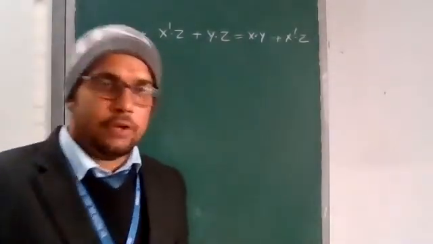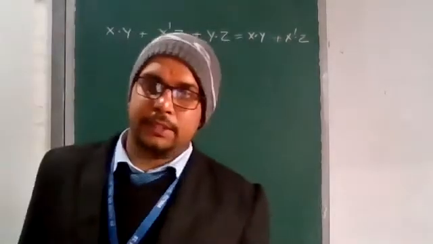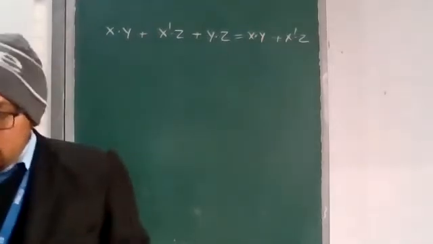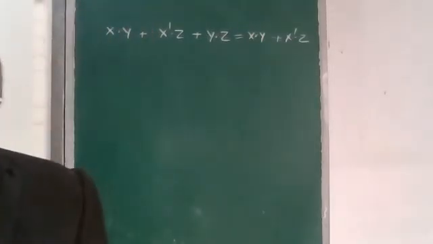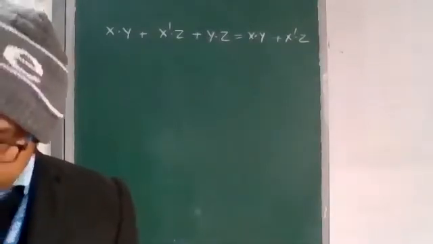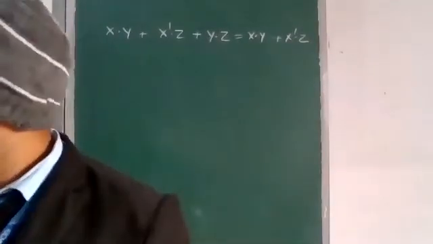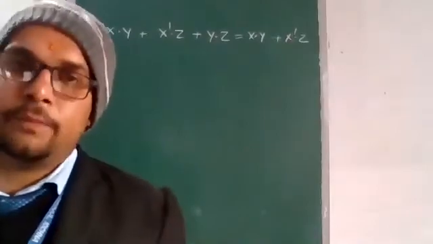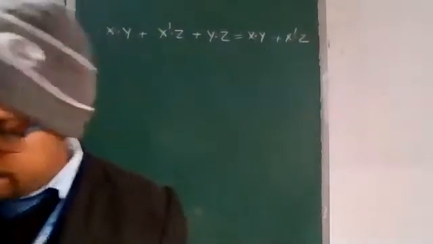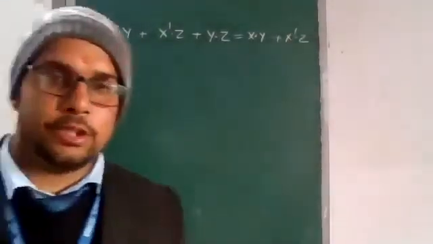Algebraic means here you have to use some properties like distributive law, associative, commutative, or complement, or so many properties we have. So you have to apply the basic properties as well as different properties like distributive, commutative. Clear?